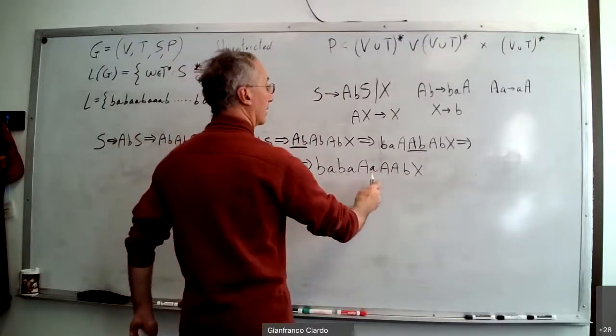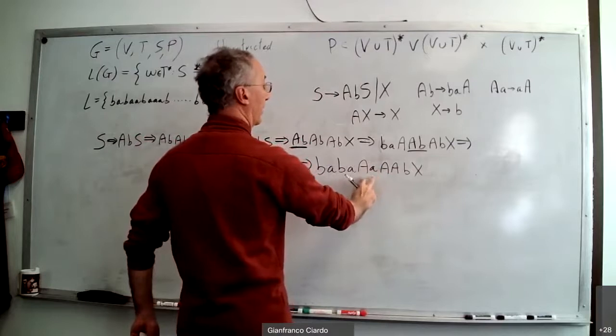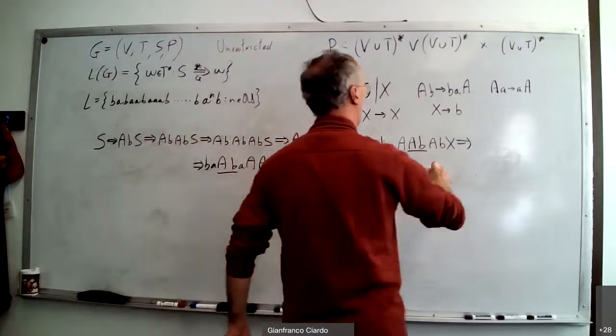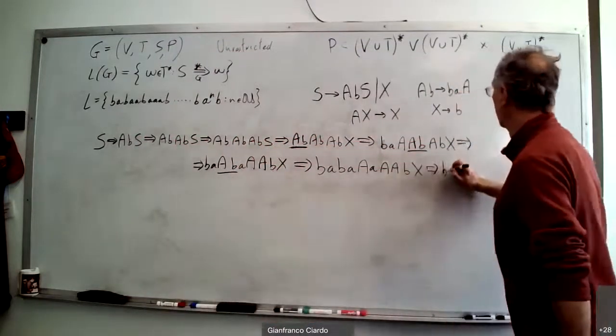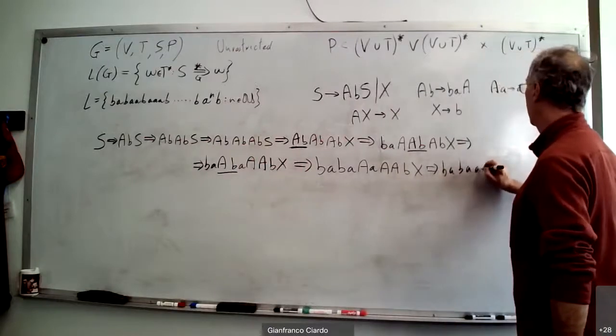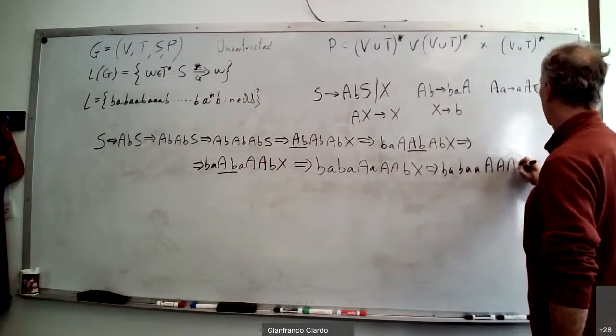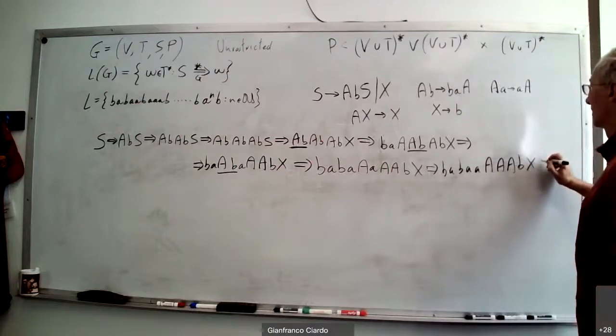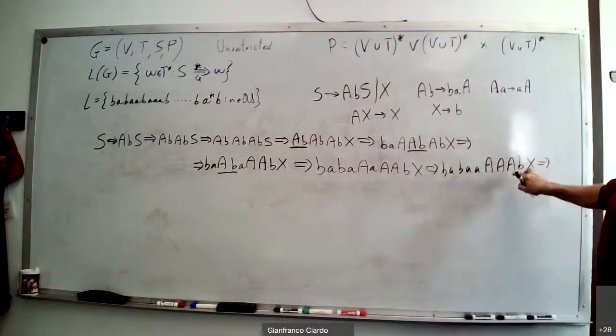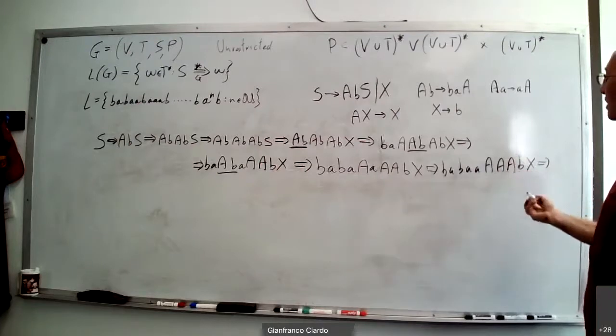And then here, I can swap the big A and the little a. So I get BA, BA, A, B, X. And I keep going. Right now I need to swap this one and so on.